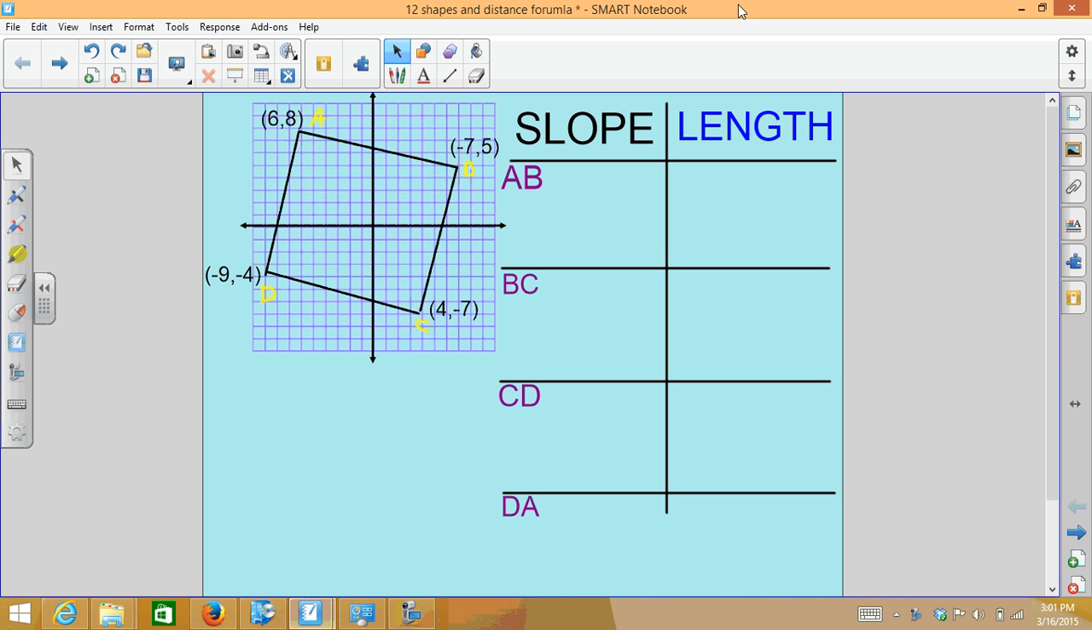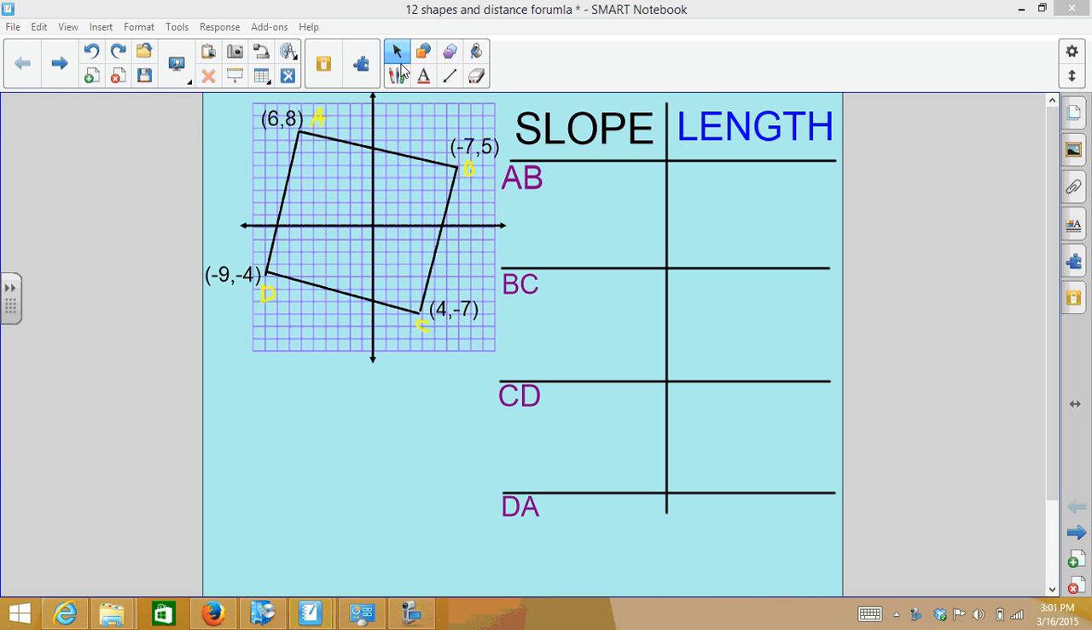So this is the part of the problem that you were asked to do in class today, where you were given this shape and the points and asked to find what the slope and the length of these sides were. And we had a lot of questions, so I just thought I'd take a minute and go over how to do this with you.